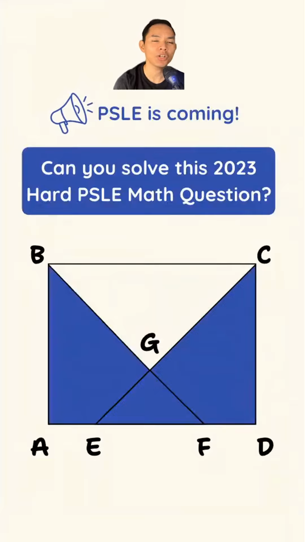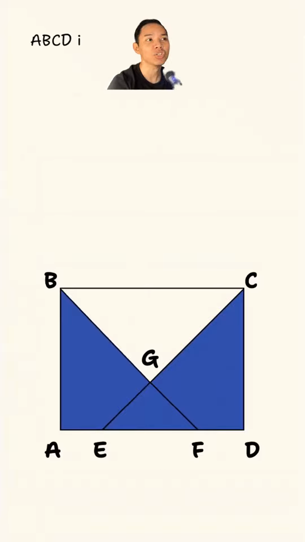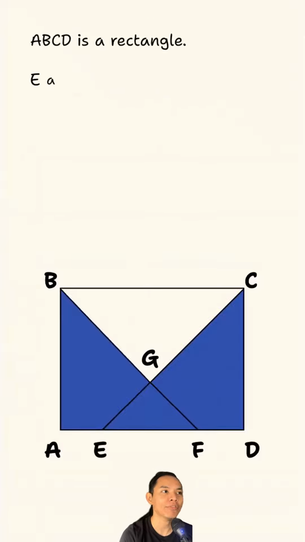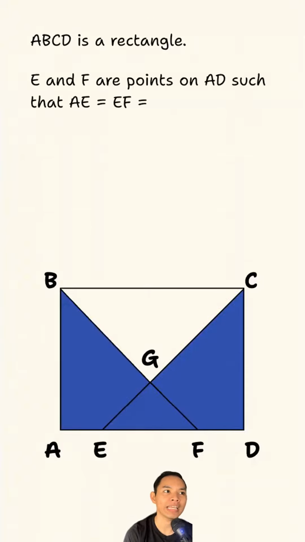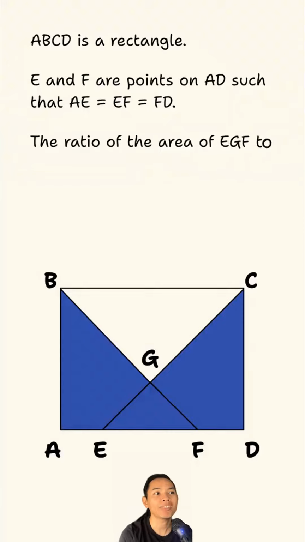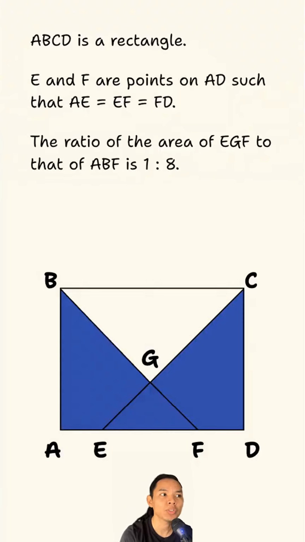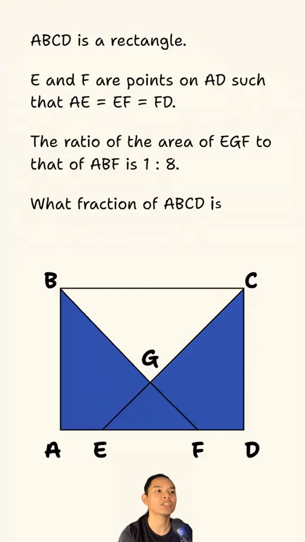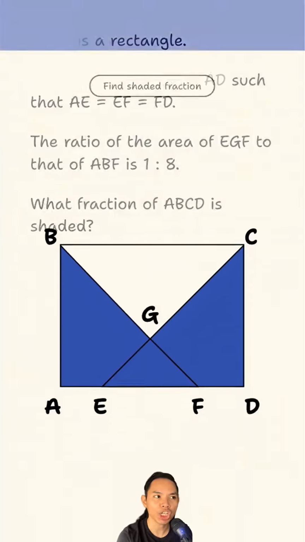PSLE is coming. Can you solve this 2023 hard PSLE math question? The question goes, ABCD is a rectangle. E and F are points on AD such that AE is equal to EF is equal to FD. The ratio of the area of EGF to that of ABF is 1 is to 8. What fraction of ABCD is shaded?